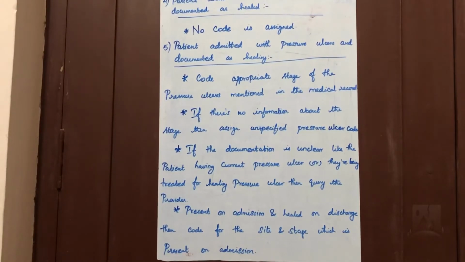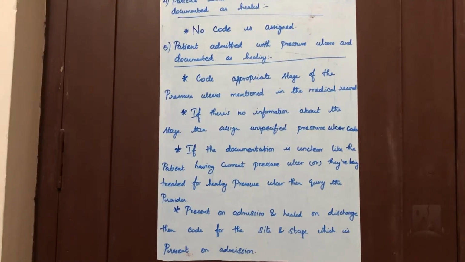And if the pressure ulcer is present on admission and it is healed on discharge, then how will we code? What code will we assign? In that case we will assign the code for the site and stage which was present at the time of admission. Which site and stage is affected during the presence of admission, for that we have to assign the code for the patient.